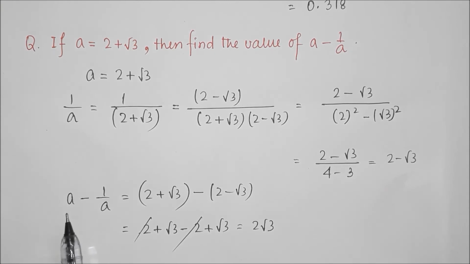So we need to find out the value of a minus 1 by a. So write the value of a, write the value of 1 by a and simplify. So once you open up the bracket, the sign will change. 2 and minus 2 will cancel each other. So we'll get root 3 plus root 3 equals to 2 root 3.